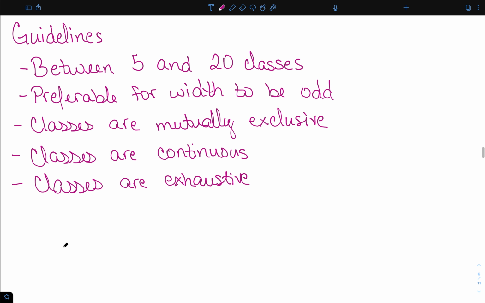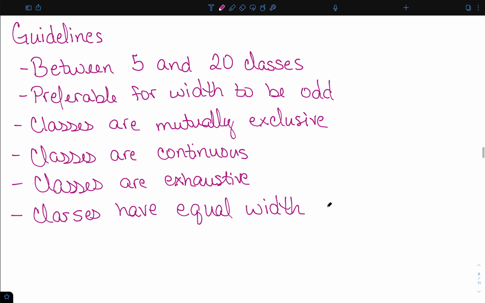Classes also must be exhaustive. This means that every data value should fit into a class. I shouldn't have a data value that doesn't fit anywhere. And finally, all of my classes must be equal in width. I shouldn't have varying class width from class to class.